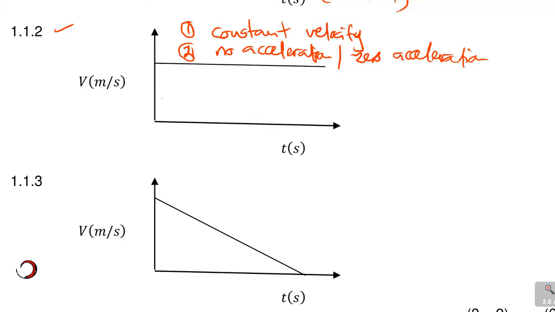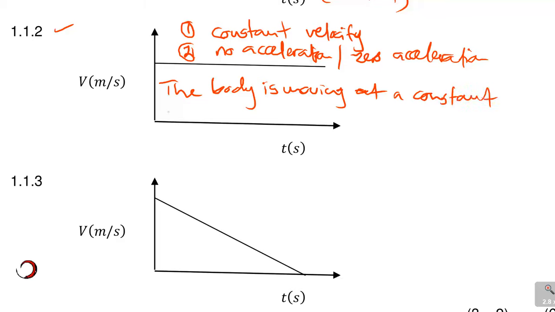So if you had to describe the motion of this body, you can say the body is moving at a constant velocity. So the body is moving at a constant velocity with zero acceleration. So you see what I mean?